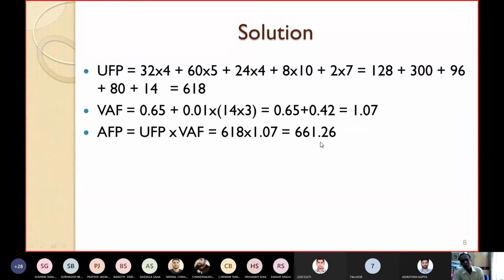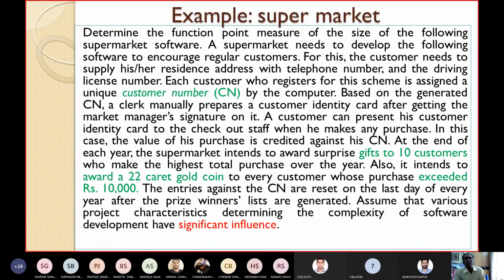Okay. So in this way you can find out the adjusted function point. If it is given that each function point requires, suppose, 80 lines of code, accordingly you can multiply by 80 to know the LOC of the project. In that way you can find out the adjusted function points and the LOC for the given project. This is a little bit different example.